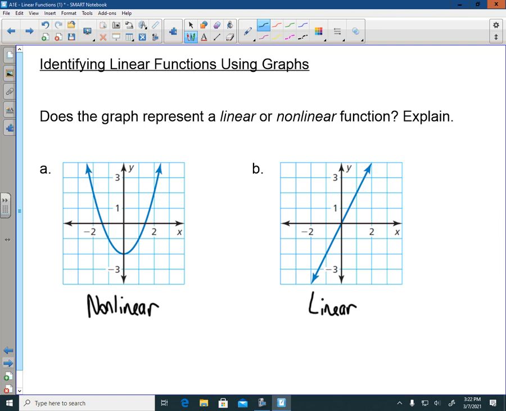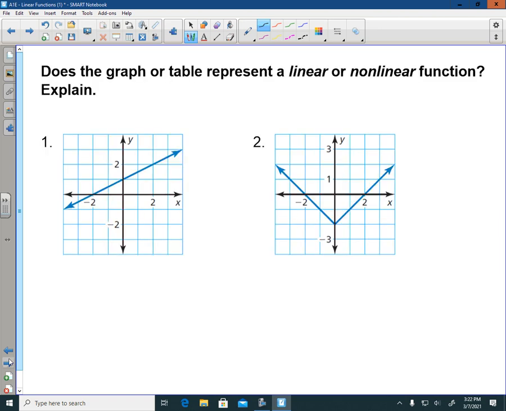When you take a look at the graph and you have a line, that's a linear function. When you take a look at a graph and it's not a line, it's a nonlinear function. Done. What about number 1? Is that a line? Yes, it is. And so this is a linear function.